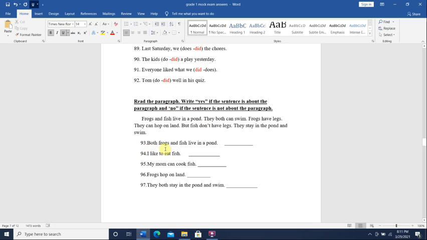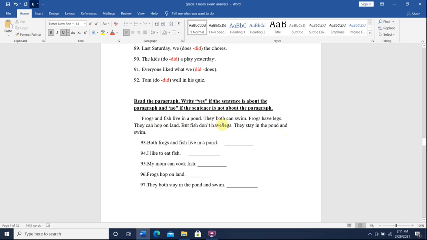93. Both frogs and fish live in a... Okay, sorry. Let's read first. Frogs and fish live in a pond. They both can swim. Frogs have legs. They can hop on land, but fish don't have legs. They stay in the pond and swim. Okay, so the paragraph here is about frogs and fish, that they both live in the pond.